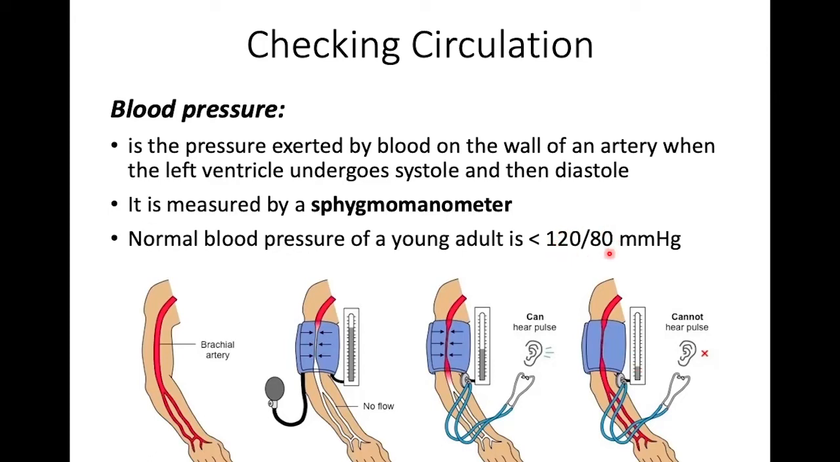And so normally you're looking for anything under 120/80. You obviously don't want your blood pressure to be too low because you're not going to be getting enough blood circulating, especially if you're standing up, into your brain. But lower blood pressure is definitely normal for a lot of people. You want to make sure, though, that your blood pressure is not too high.